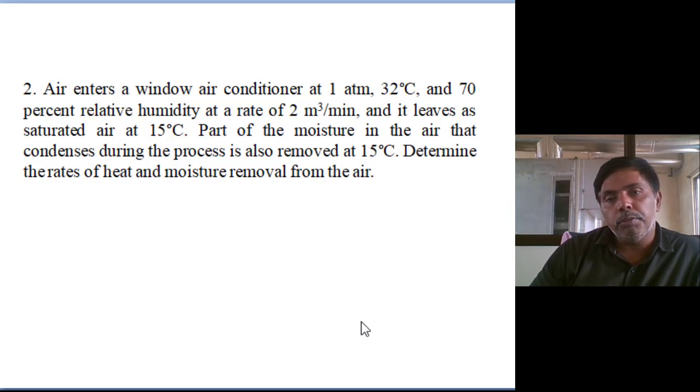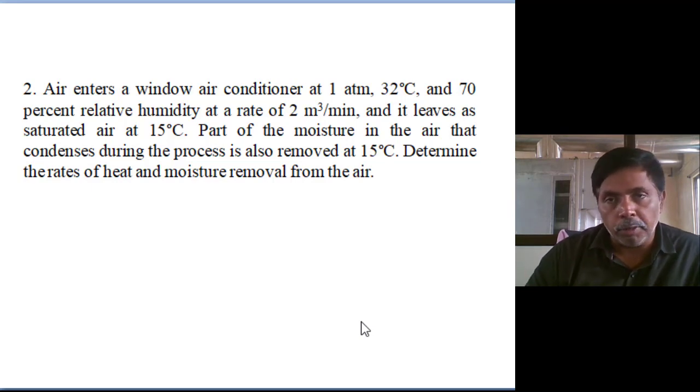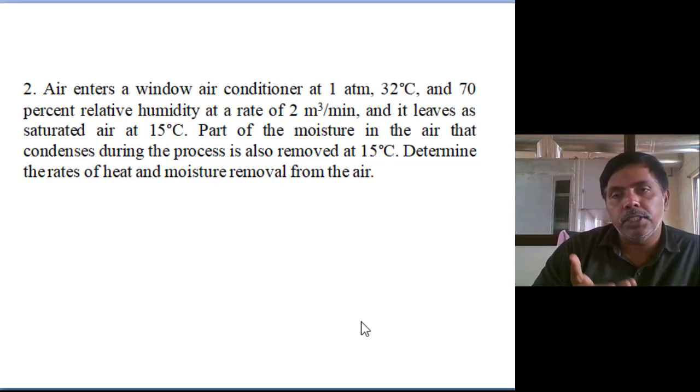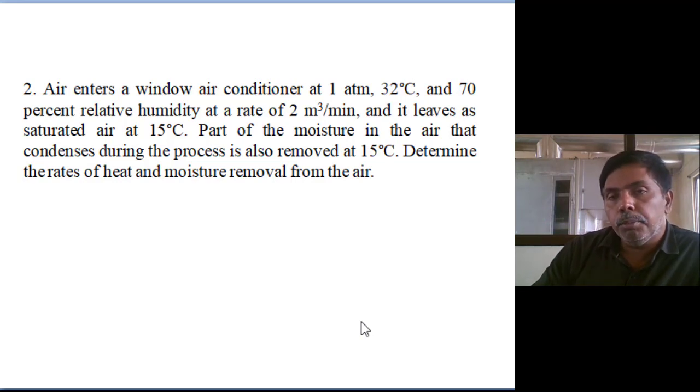So it is leaving the chamber as saturated air, meaning 100% relative humidity, at 15 degrees temperature. Part of the moisture in the air that condenses during the process is also removed. Our purpose is reducing the temperature below the dew point temperature, so automatically we are removing the moisture. So determine the rate of heat and moisture removal.